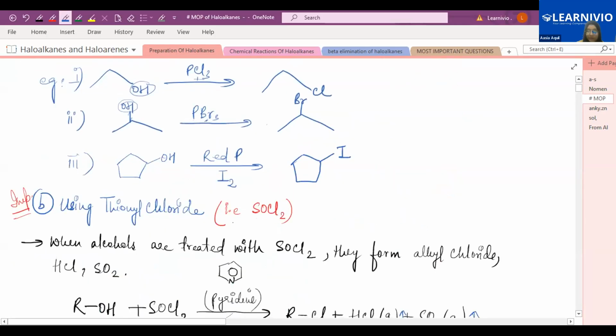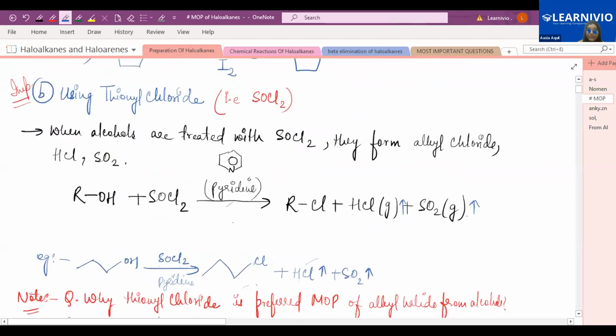I have done the examples also. Next one, using thionyl chloride, which is very important. Why this is very important, I will let you know. So thionyl chloride is basically SOCl2. SOCl2 is known as thionyl chloride. So when alcohols are treated with thionyl chloride, they just form alkyl chloride, and the byproducts are HCl and SO2.